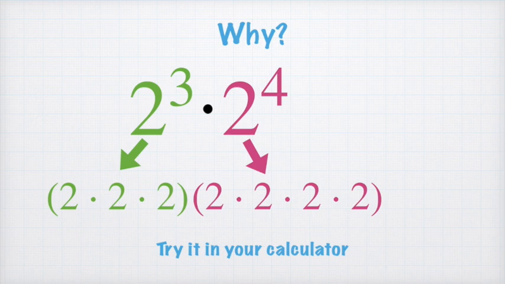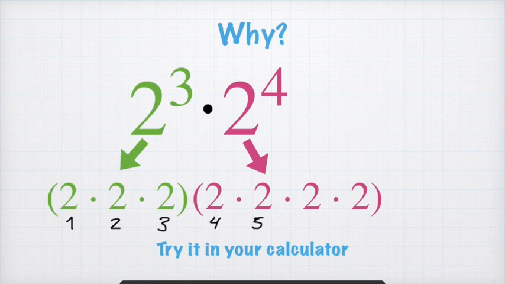Now what's going on here? We have a lot of multiplication going on. Let's count it up. So we have, let me change colors here. We have 1, 2, 3, 4, 5, 6, 7. So we have 7 different 2's being multiplied together.